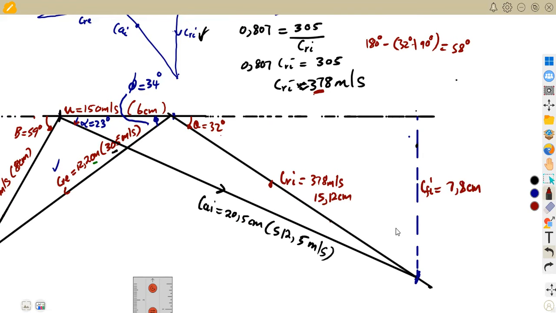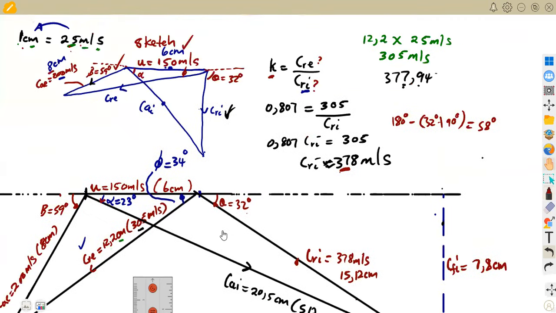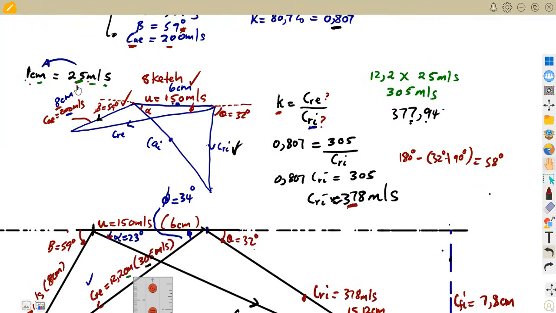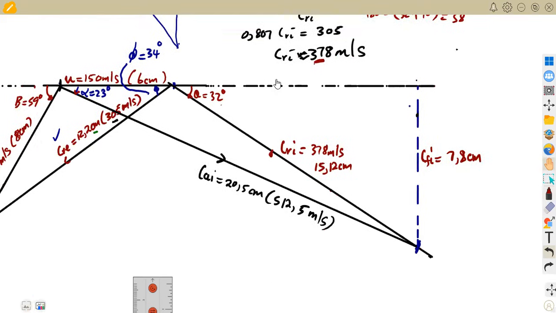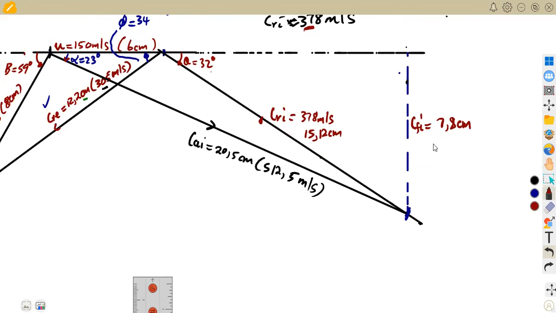That is it. But we need the velocity. So we are going back again to the conversion where we are told each centimeter represents 25 meters per second. So we are going to multiply by 25 meters per second, and we are going to obtain 195 meters per second. So we have got the inlet.